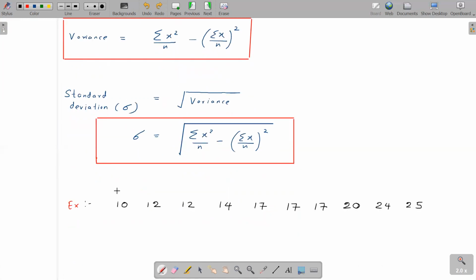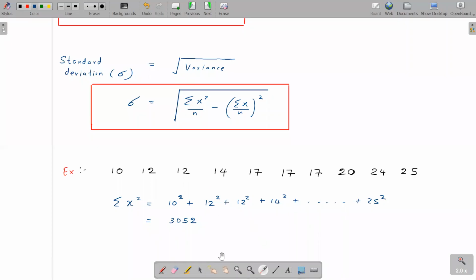So the first thing you need to find here is sigma x square. What do you mean by sigma x square? Sigma x square is where you take each and every individual x value and you square it. So the first x value is 10, you square it. And sigma means to add. So 10 square plus 12 square plus 14 square, and this goes on until 25 square. You keep squaring each individual x term and add it. So sigma x square is 3052.